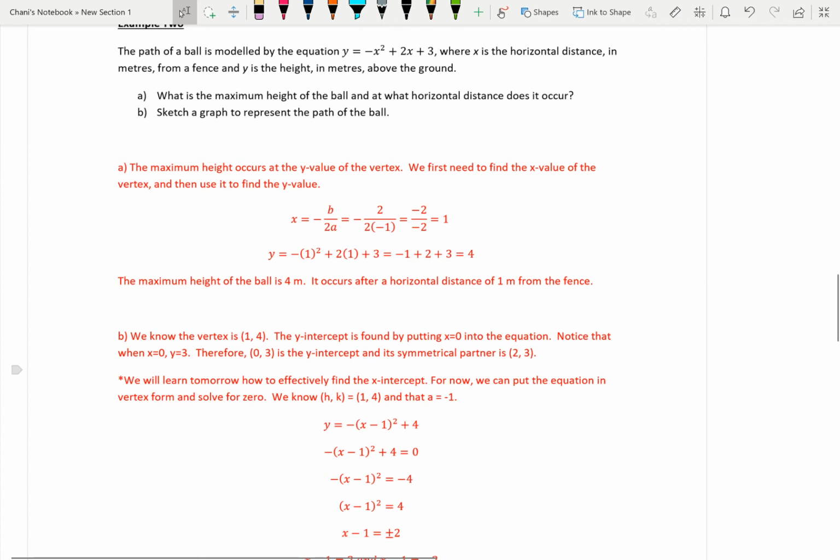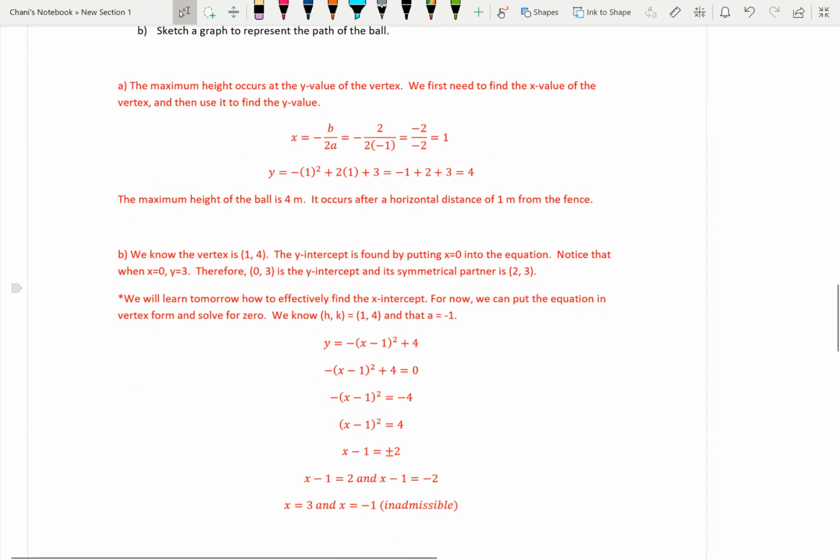You then take that 1 and put it back into the equation to find your Y, which we find to be 4. So the maximum height of the ball is 4. That's the Y value. And it occurs after a horizontal distance of 1 meter from the fence. That's our X value. The second part says to sketch a graph to represent the path of the ball.